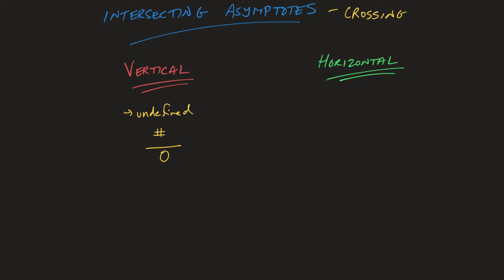It's important for us to recognize that there is no way to cross a vertical asymptote. Because in order to cross a vertical asymptote, our function would have to exist there. That is, if we subbed in the x value of that asymptote, it would have to generate a point, a value. And by definition, we can't. So you can never cross a vertical asymptote.